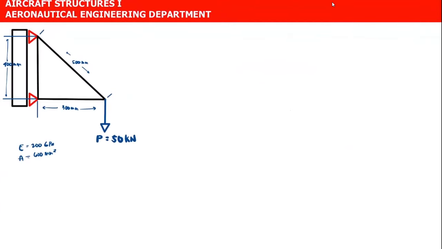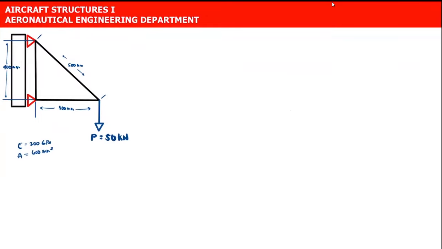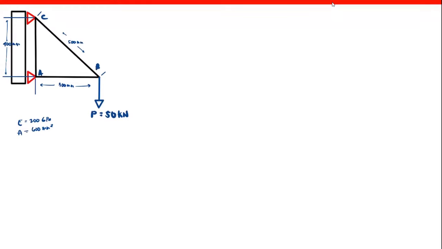Okay? So let's do a basic sample. You have an applied load P, and that is the force. Now, what equation do we use to get the deflection where the load P is applied? So let's name the points first. This is A, this is B and this is C. Okay? So let's get the deflection at B.